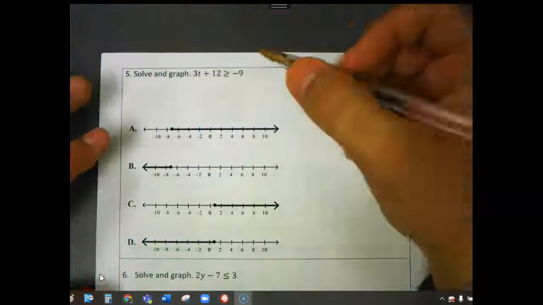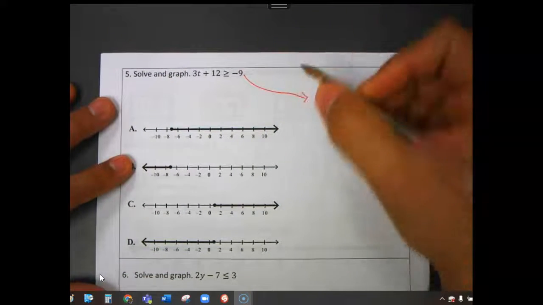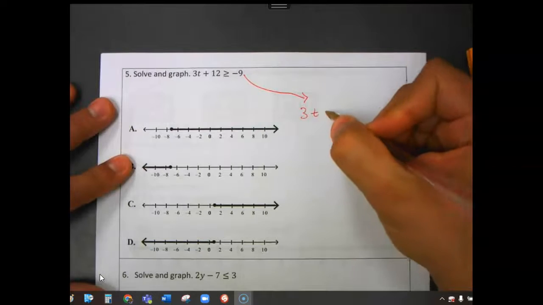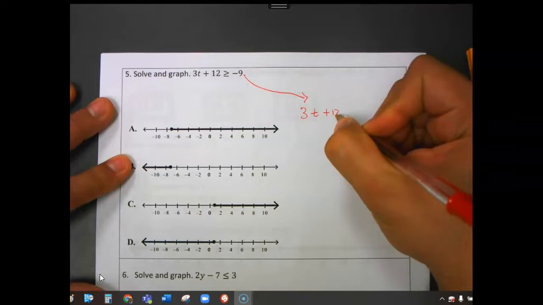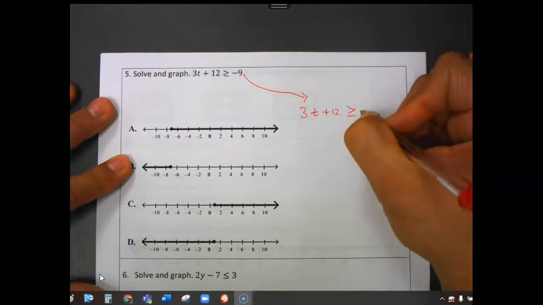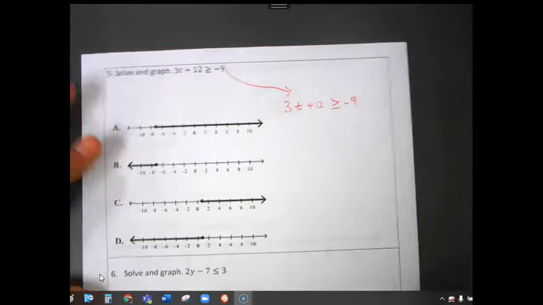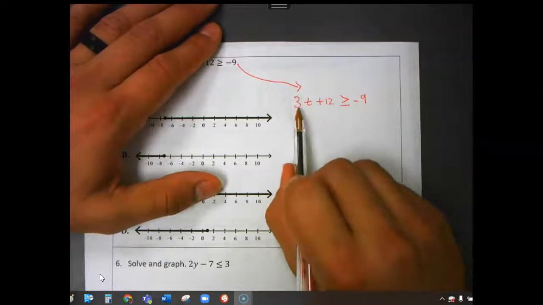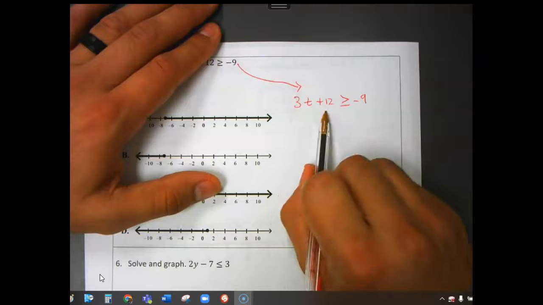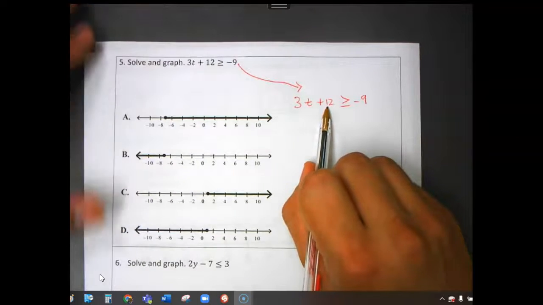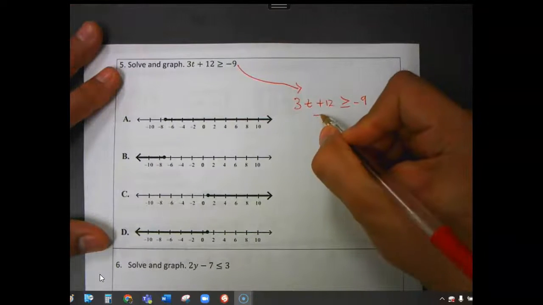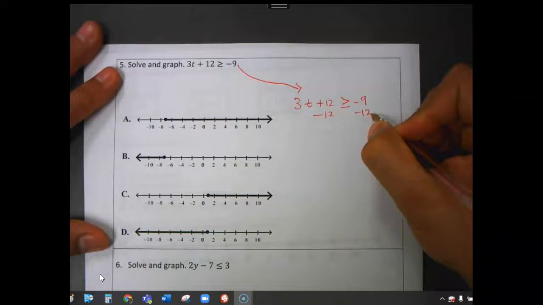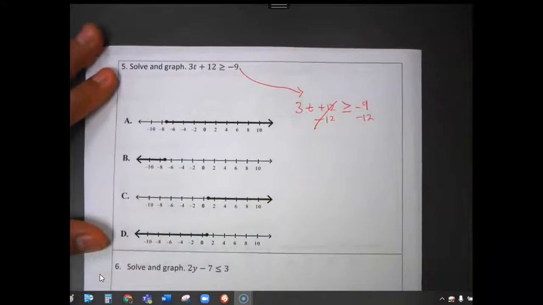Okay. Now, we got to solve this thing. I'm going to rewrite it over here. 3t plus 12 greater than or equal to -9. Okay. Now, what we want to do is solve for t. So if I'm going to solve this, do I get rid of the 3 or the 12 first? Well, I want to get rid of the loner. What's the opposite of plus 12? -12, -12. That cancels out.